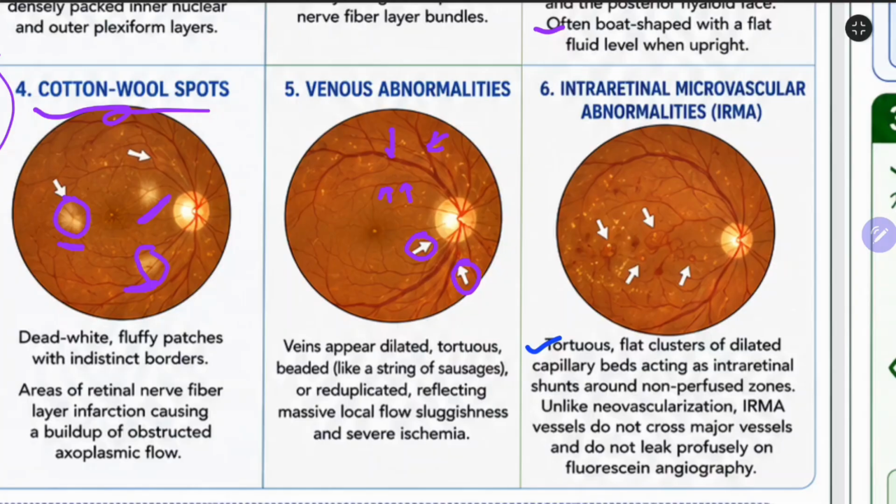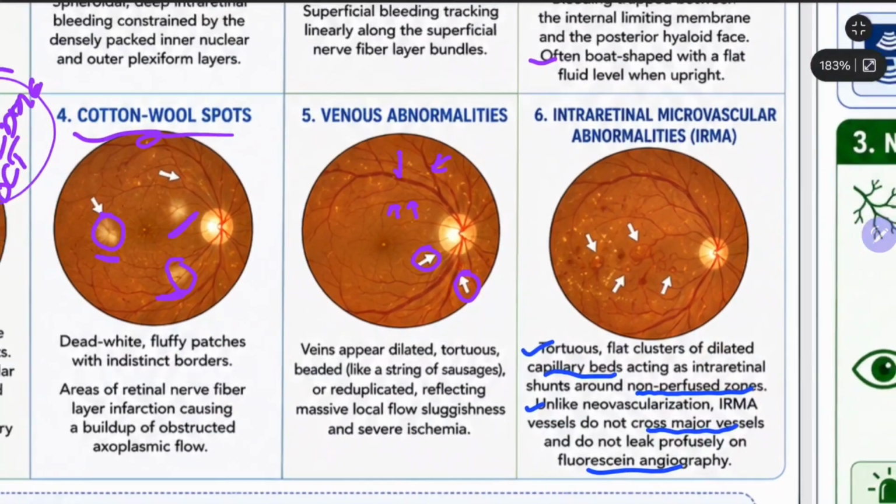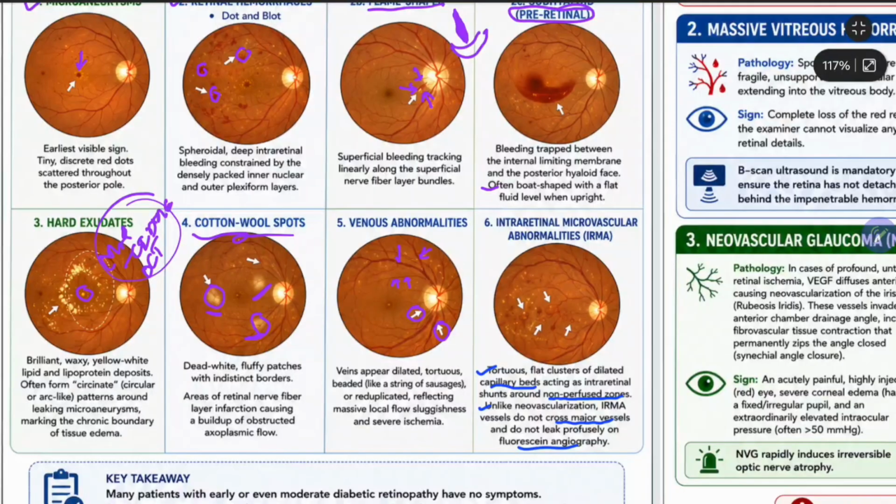Unlike neovascularization, what is the difference? IRMA vessels do not cross major vessels and do not leak profusely on fluorescein angiography. That is the difference between IRMA and neovascularization. They are nothing but dilated capillary beds, present around non-perfused zones, but they don't cross the major vessels and don't leak on fluorescein angiography, similar to coronary angiography. So fluorescein angiography is used to see the vasculature of your eye.